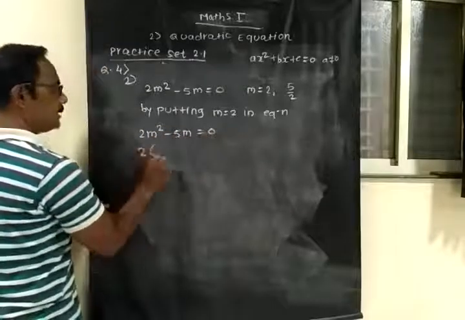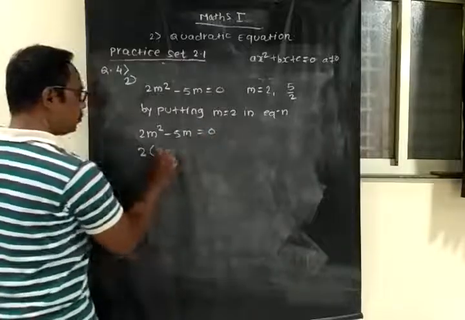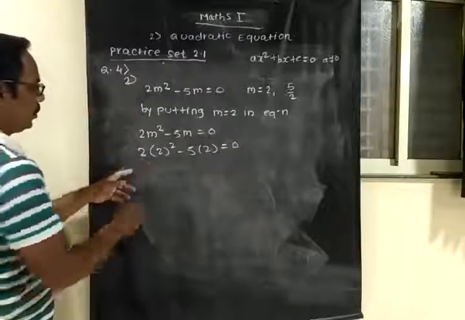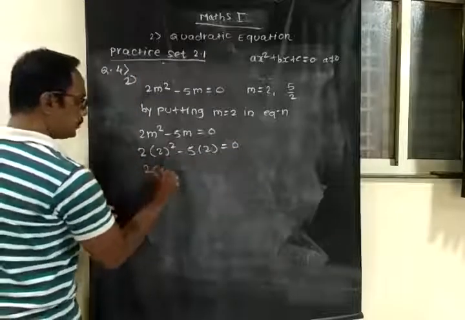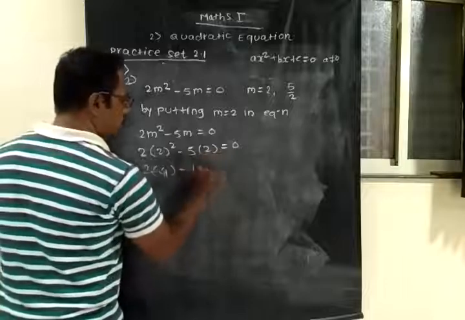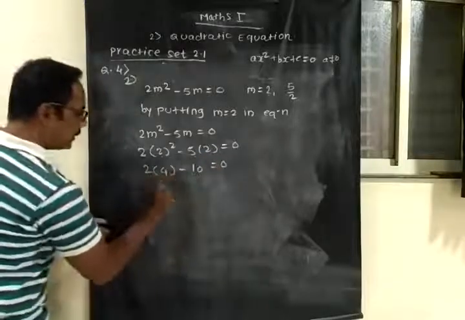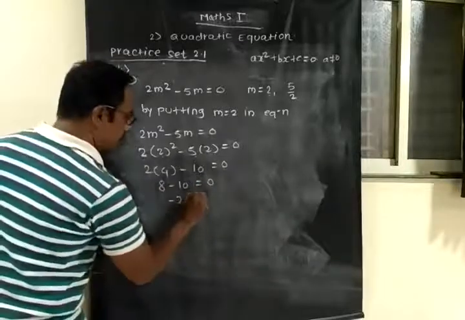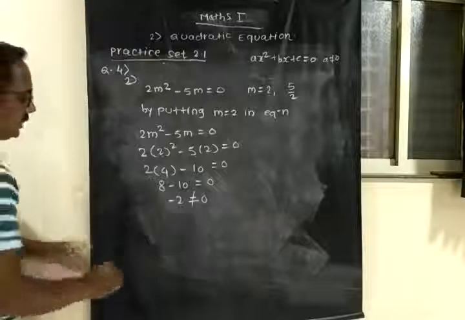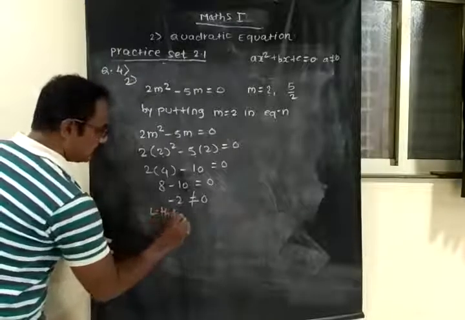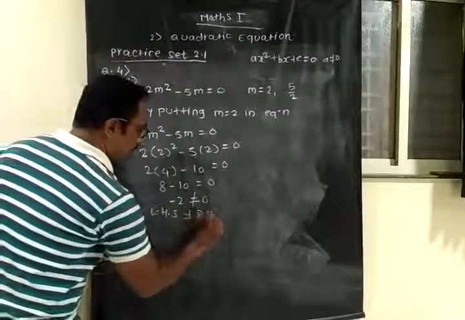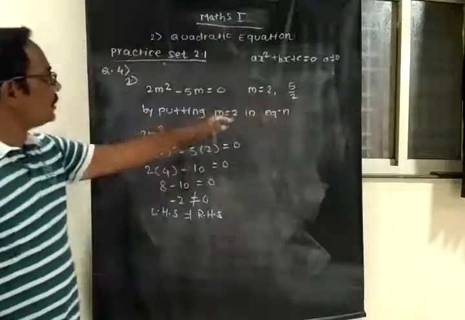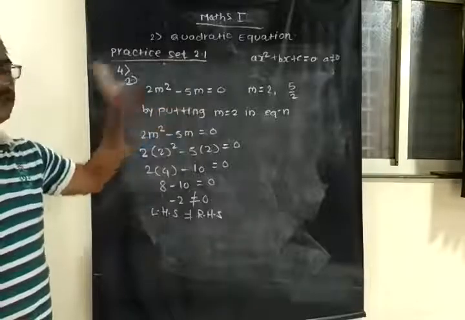So 2 as it is, m is equal to 2, 2 times 2 square minus 5 into 2 is equal to 0. 2 square is 4, minus 5 2s are 10. 2 4s are 8, minus 10 is equal to 0. 8 minus 10 is equal to minus 2, which is not equal to 0. Left hand side is not equal to right hand side. Therefore, m is equal to 2 is not a root of 2m square minus 5m is equal to 0.